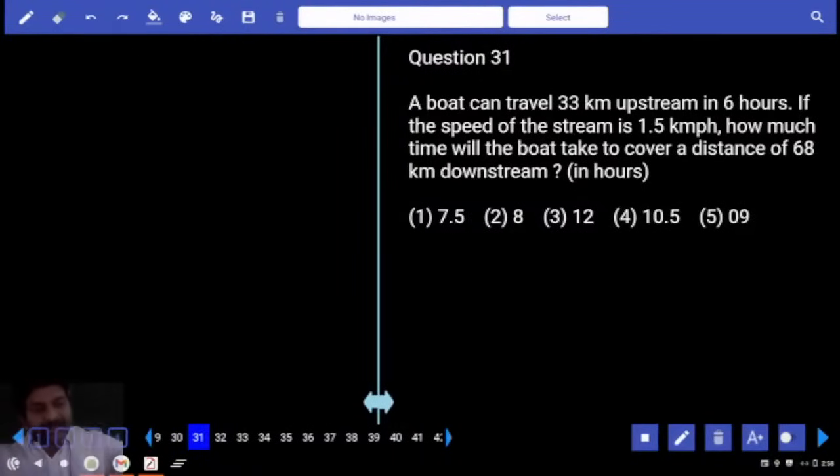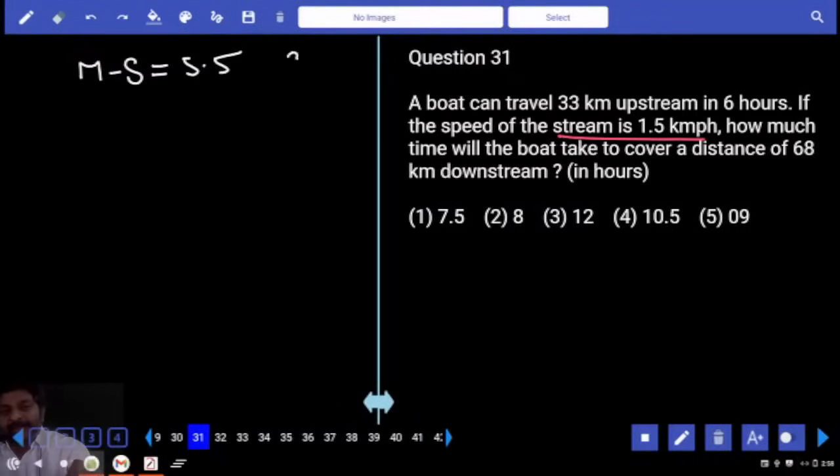A boat can travel 33 kilometers upstream in 6 hours. Then per hour it will be divided by 6. How much is that? 5.5 kilometers per hour upstream, m minus s. Speed of the stream is 1.5. If s is equal to 1.5, m is equal to 7.